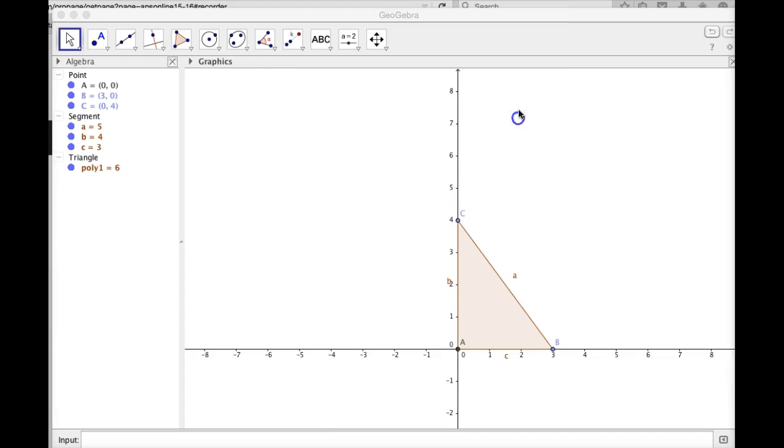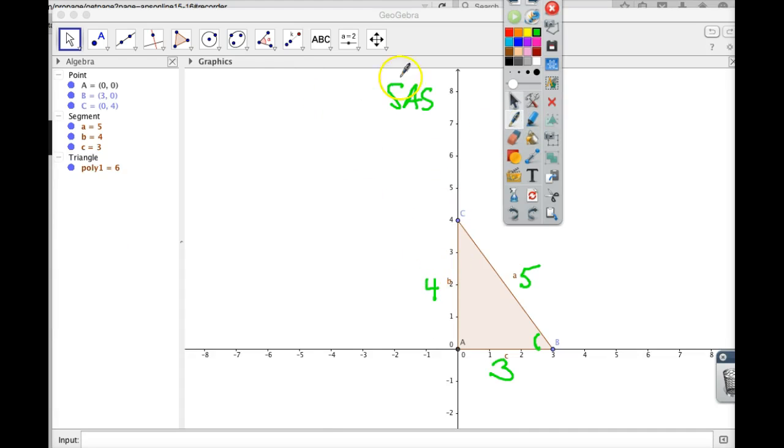So to look at side angle side, we're actually going to use an online program called GeoGebra where you can play with geometric figures. It's actually free if you want to check it out. I made this right triangle here. 3, 4, 5, you might recognize that as a right triangle. It's a pretty popular one. So what we're going to do is keep this angle B, and we're going to use side A, which is 5, as we can see, and side 3, which is 3, as we can see here.